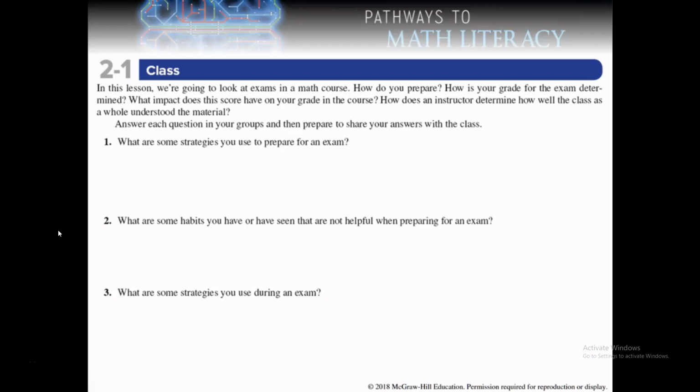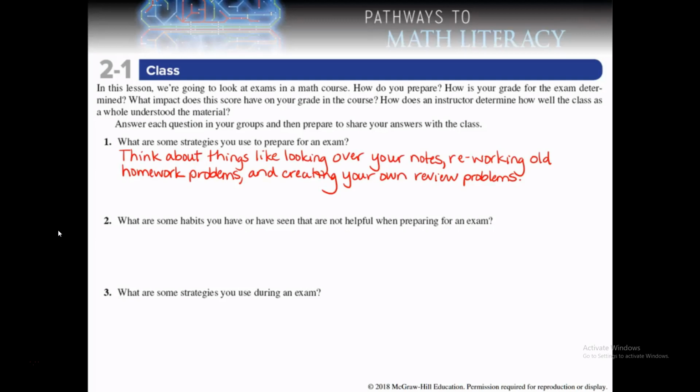Well, you need to think about this for yourself, but you should think about some things like looking over your notes, reworking old homework problems, and maybe even creating your own review problems. In number 2, what are some habits you have or have seen that are not helpful when preparing for an exam? Well, some of those things would be maybe procrastinating or not putting in enough time while you're reviewing.